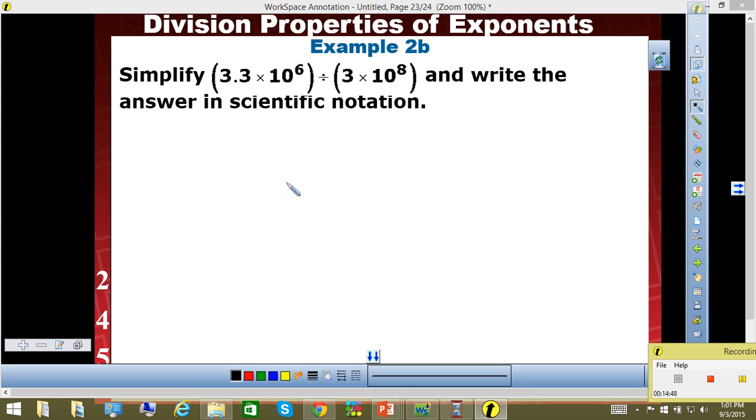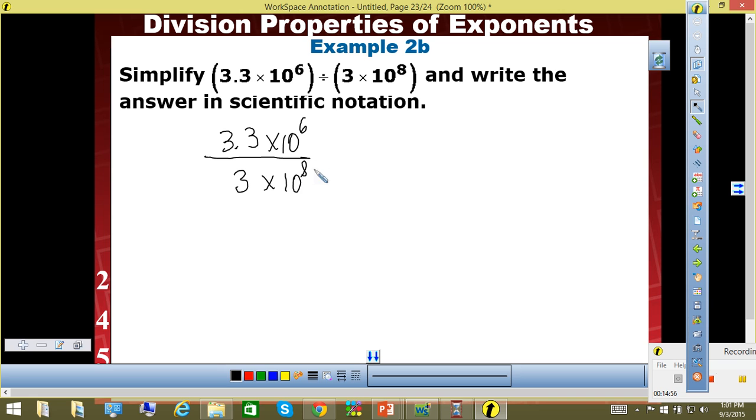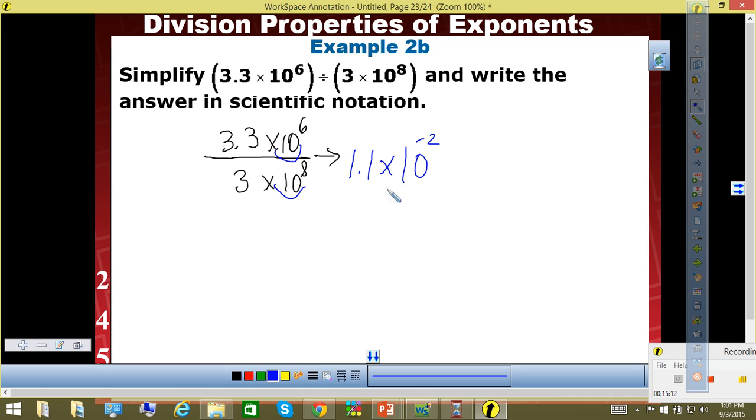Okay, here we go. We got 3.3 times 10 to the 6th over 3 times 10 to the 8th. Hands up if you set it up like that. Good? Okay, so from there, same base. Yes, 10 to the negative 2. So far so good? Times 3.3 divided by 3 is 1.1. Is this in scientific notation? Yes, because there's only one digit on the left of the decimal, so we're done. Hands up if you got that by yourself. Okay, not bad. So now let's move forward.